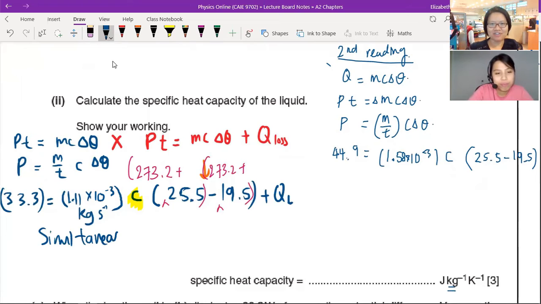If, let's say, you accidentally forgot to do this, you don't have to rub off your entire working and cry in the corner. You just write the heat loss at the side of your calculation. So we can substitute out the heat loss. It's very long to rewrite.